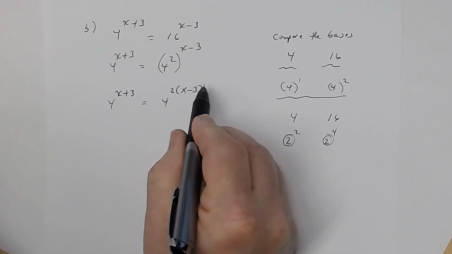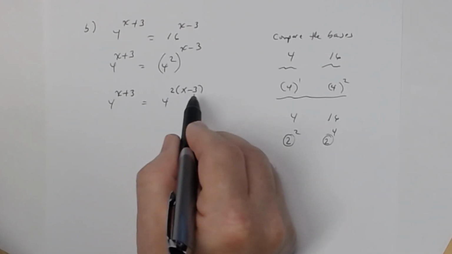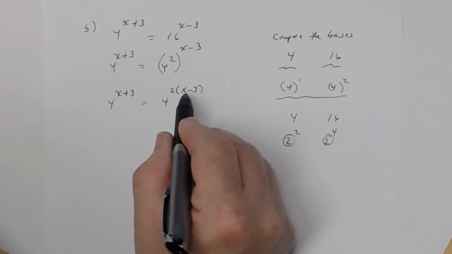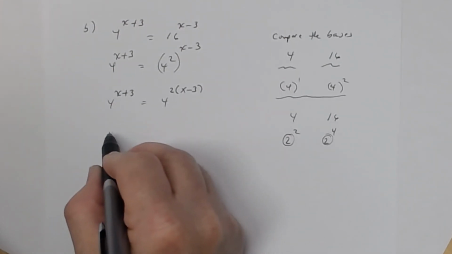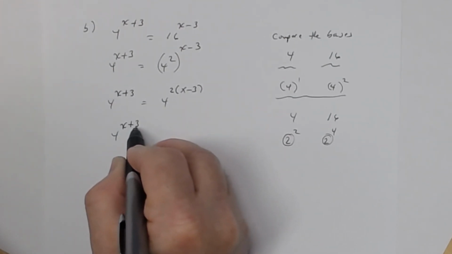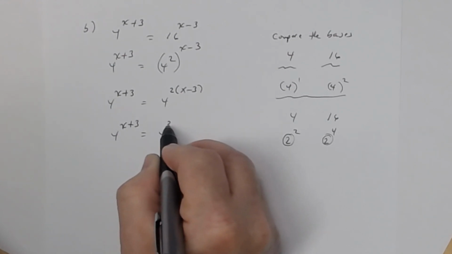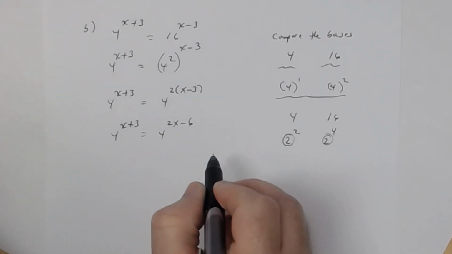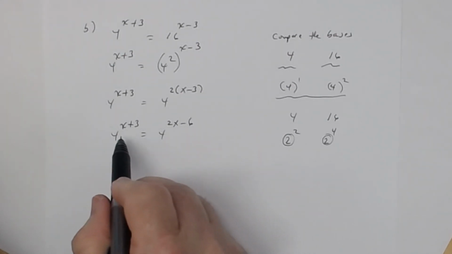Now, using the distributive property, see the base is now the same. Using the distributive property, I can rewrite this exponent as this, 4 to the 2x minus 6. Now I'm going to use the one-to-one property.